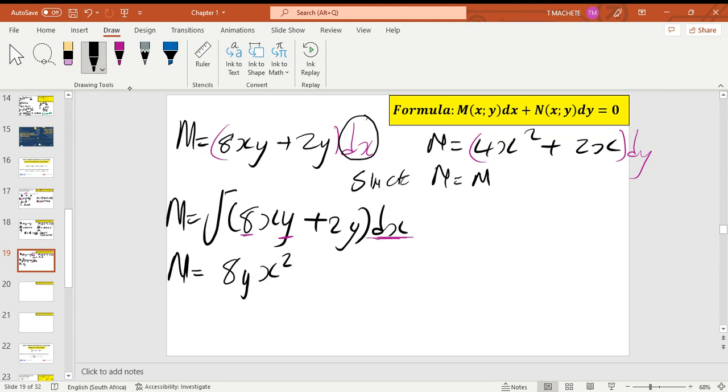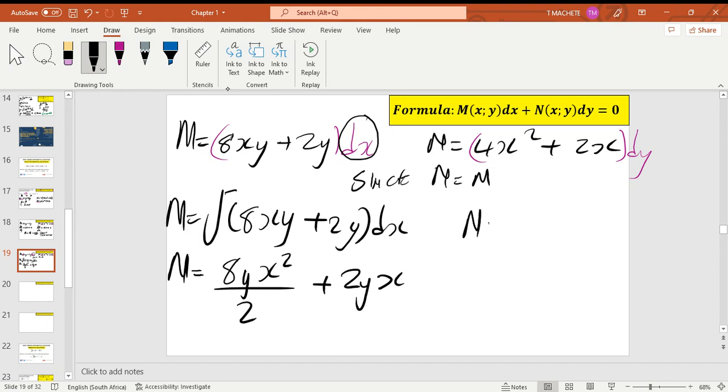So you're going to get 8x squared over 2. And then plus, you see there, you've got 2y. But you don't want y. You only want the x functions. So you're going to treat 2y as a constant. Then since you're integrating with respect to x, you're going to put x there.